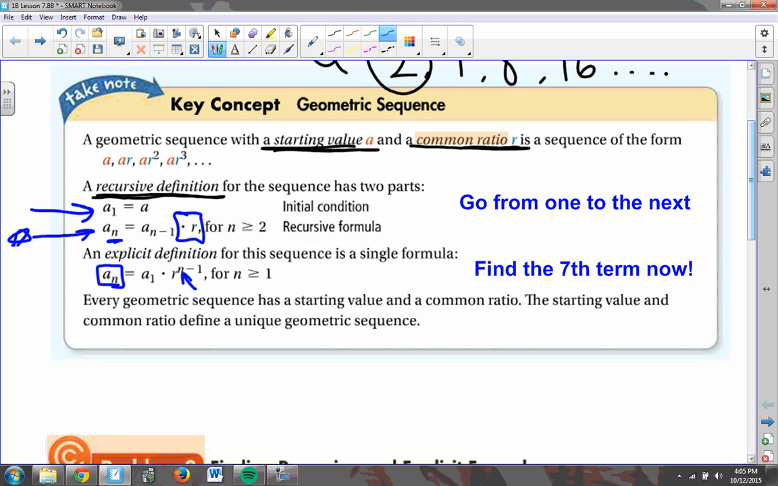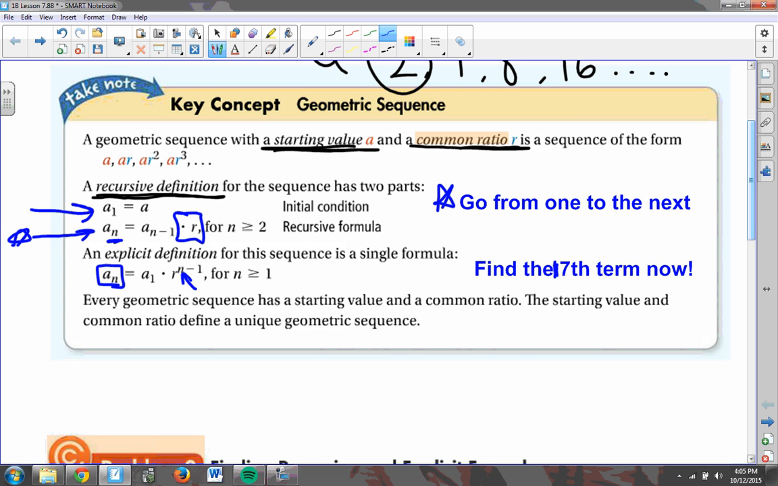All right? So why do we need two different definitions? That's a great question. Thank you for asking. One, the recursive definition helps go from one term to the next. If you know one term, you can very easily find the next one using that recursive definition. So we go from one to the next. An explicit definition allows you to find the 7th term right now, or you can find the 17th term right now, or you can find the 117th term right now, or you can find whatever term it is that you want. Okay?